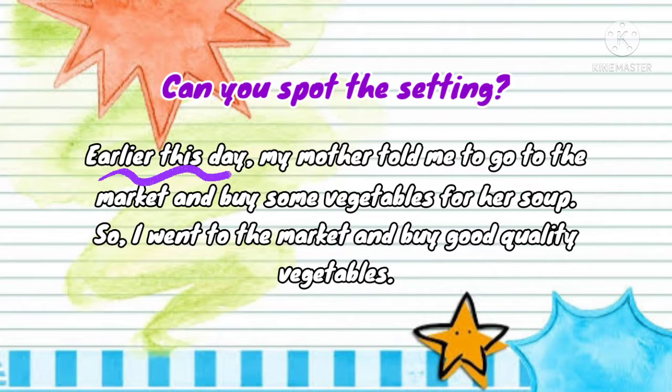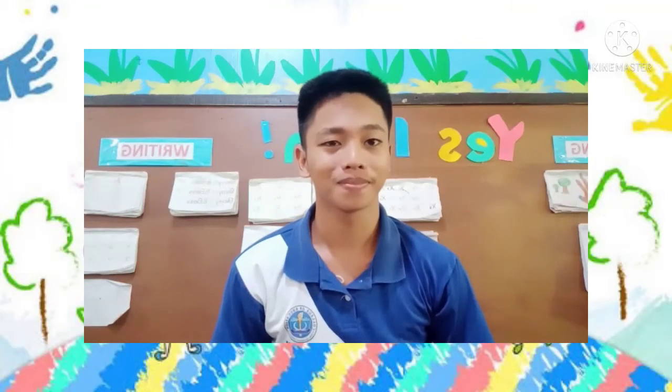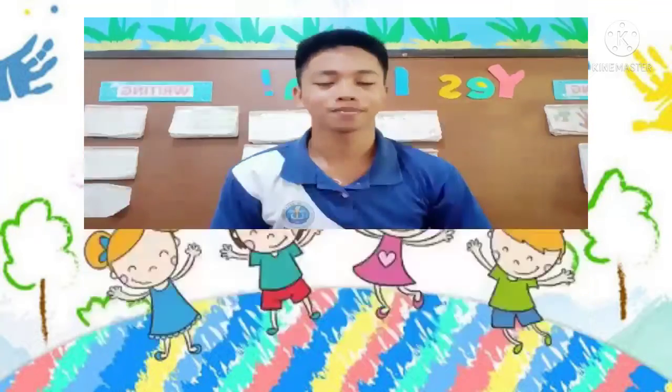Earlier this day and market are the setting of the story. Earlier this day answers the question when, while market answers the question where. Did you get it? That's great! Now, let's move on.